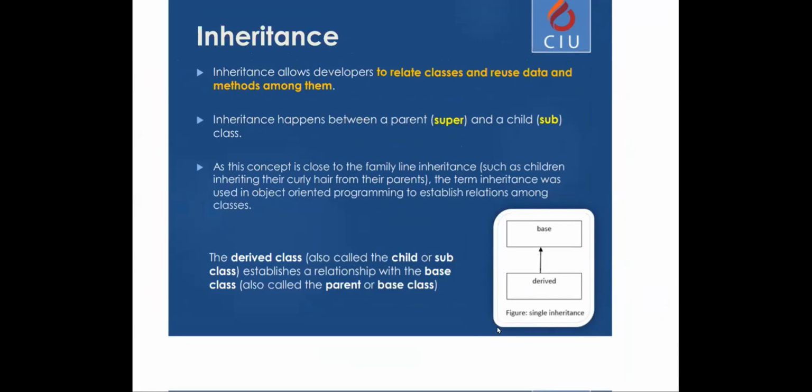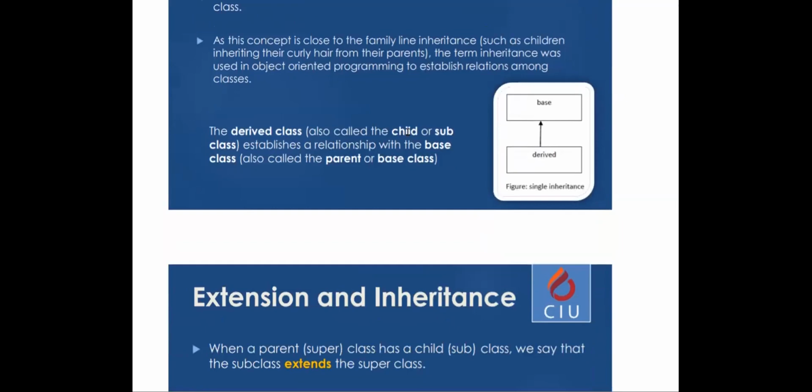And in the UML class diagram, when you want to show this relationship, it is always the derived class that goes to the base class. Okay, so the arrow that you see in here should always go from child to the parent. The derived class, also called child or subclass, establishes a relationship with the base class, also called the parent or the base class itself.